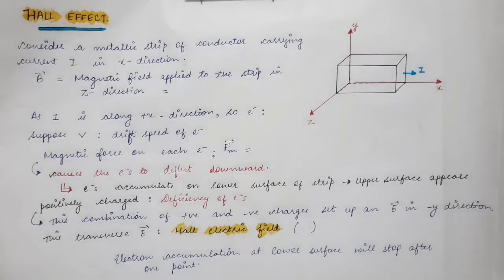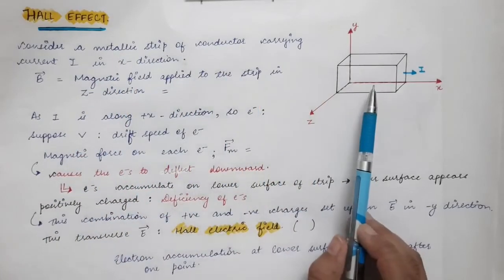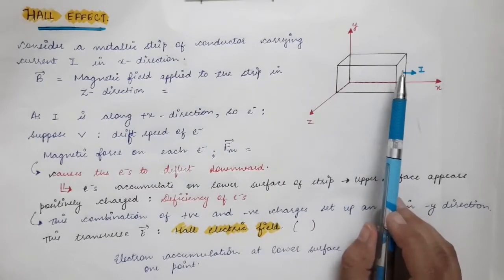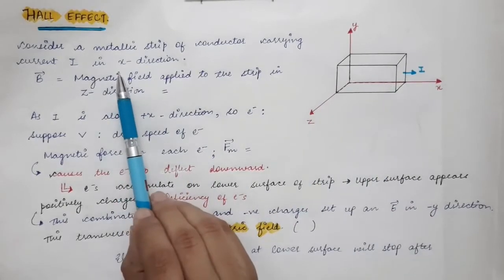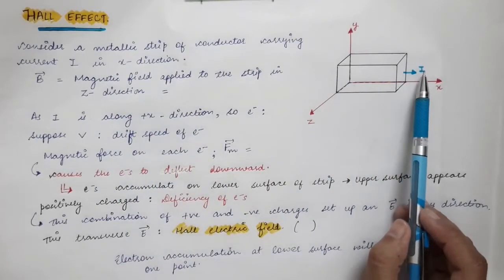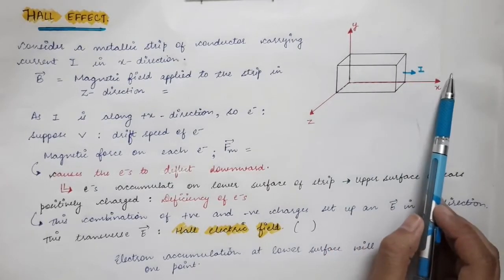Now we are going to study a very important phenomenon, the Hall effect. For this case, we will take a metallic strip of conductor as shown in this figure, carrying current I in the plus x-axis direction. As it is shown over here, the current is flowing in this conductor along this direction.